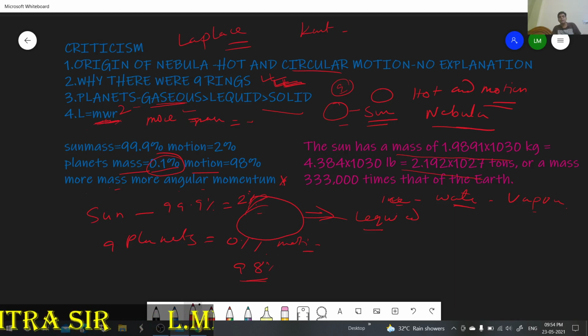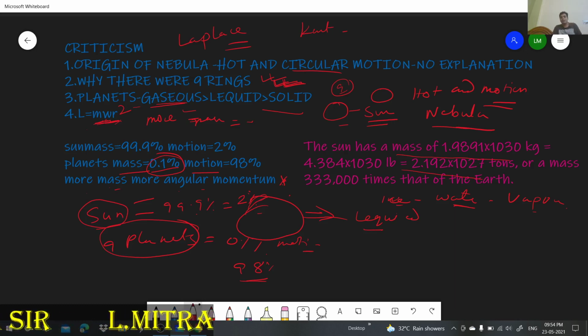More mass does not give more motion in the case of the sun and the 9 planets, because the sun has most of the mass but only 2% of the motion, meaning the velocity is very low. But the 9 planets, which have only 0.1% of the total mass of our solar system, have 98% of the angular momentum. So this is all about the Laplace theory.